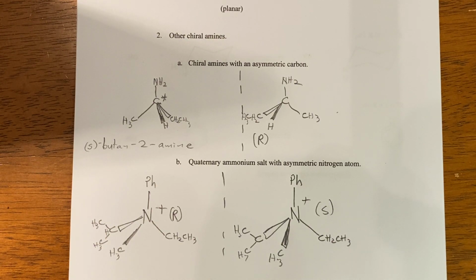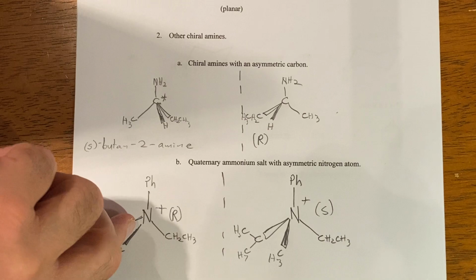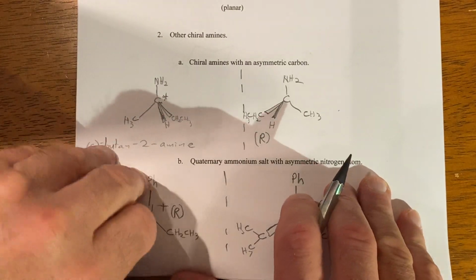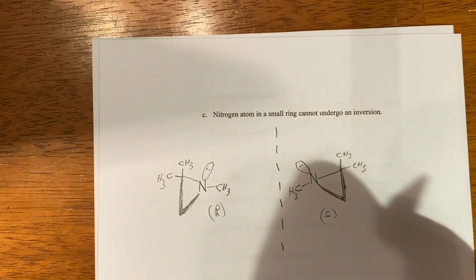Another example is when the nitrogen atom is in a really small ring. Flip that on the next page. Oops, got my pages mixed up here. I'm just going to show this to you. It's a little bit easier.